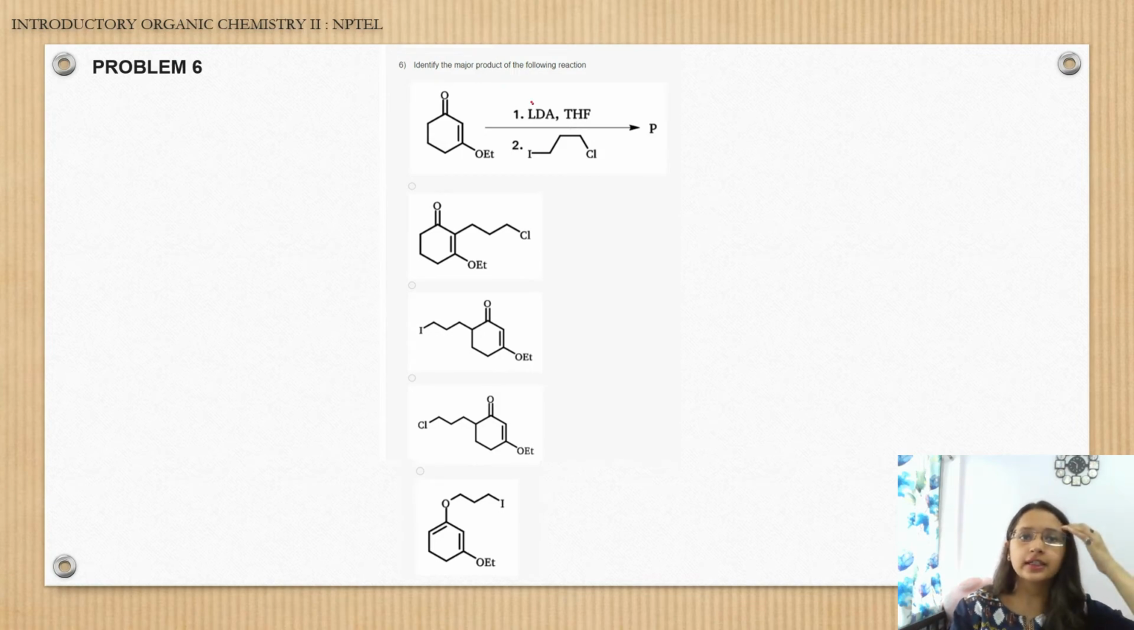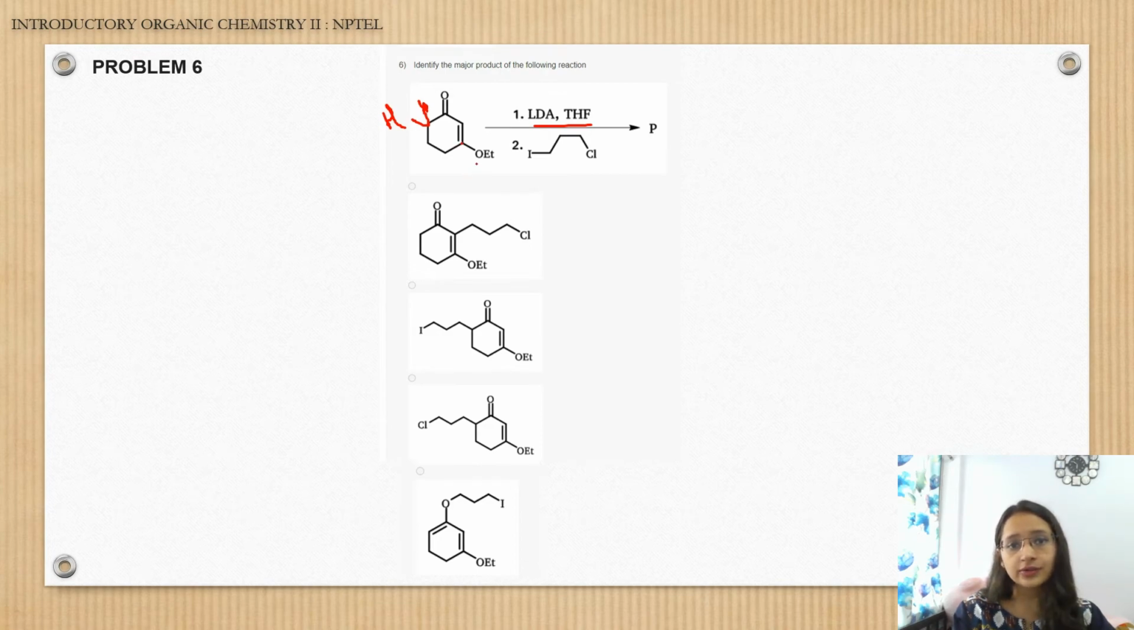They are asking to identify the major product of the following reaction. First of all, they have treated it with LDA again, in THF. So now there could be two possibilities, which proton will get abstracted? There is only one possibility actually, because this proton is present here and this hydrogen is here. Does this carbon have any hydrogen? No, because there is already a substituent here. It is a blocked position, so there is no proton present here.